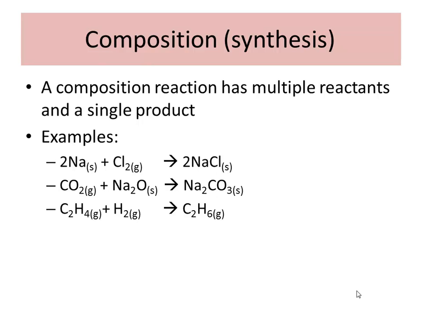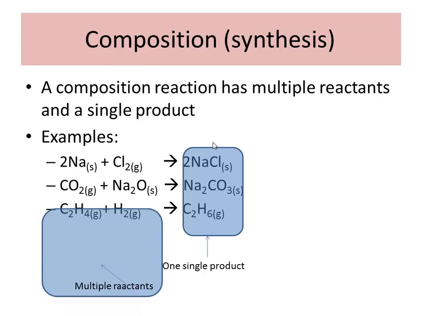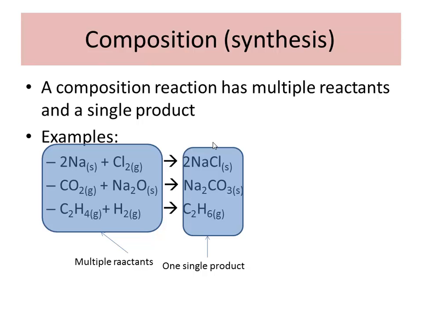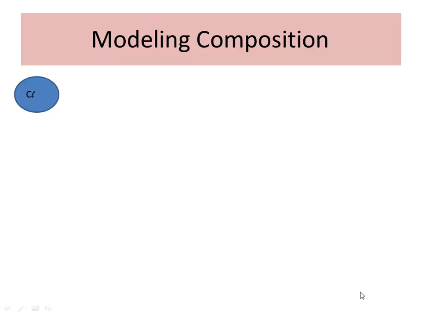Composition reactions, the key thing is that they have multiple reactants and a single product. So if you look at all these, there's one single product and all have multiple reactants. So you're adding 2 things together, or 3 things, or 4 things. It could be multiple. But the key thing is there's one single product. Does that make sense? Yeah. Indeed. Okay.